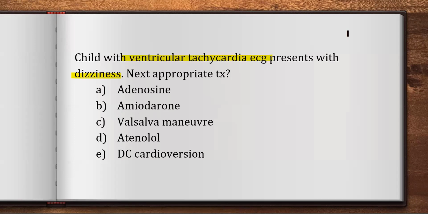So the indications of DC cardioversion for any age group are: one, hypotension, that means shock, unstable patient. Then if the patient has any altered mental status, which means confusion, having breathlessness, having chest pain. So these four mean unstable.